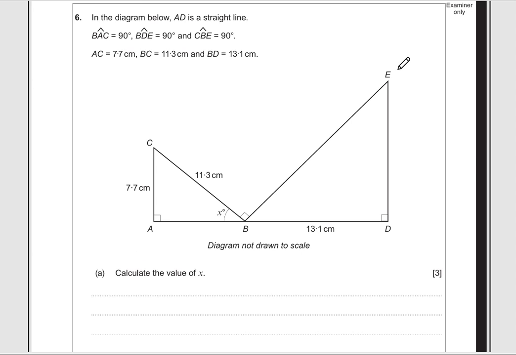Question 6. In the diagram below, AD is a straight line. BAC equals 90 degrees. So BAC, that's this angle here. BDE, 90 degrees, and CBE, 90 degrees. AC, 7.7, BC, 11.3, and BD, 13.1. So that's just the information we can see on the diagram. It's always worth reading through just to see if there is any other information included. Asked to calculate the value of x.